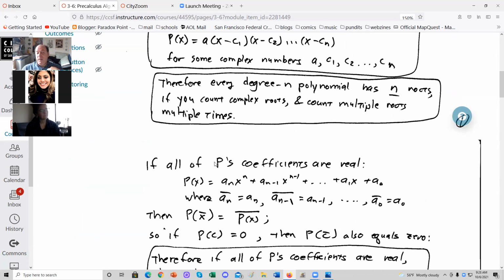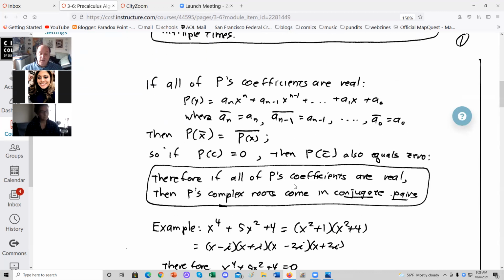If all of p's coefficients are real, so all the a_n's are equal to their own conjugates, then it follows fairly simply that p of a conjugate is the conjugate of p. So therefore, if p of c is 0, then p of c bar, its conjugate, is also 0. So if all the coefficients of the polynomial are real, then the complex roots come in conjugate pairs.